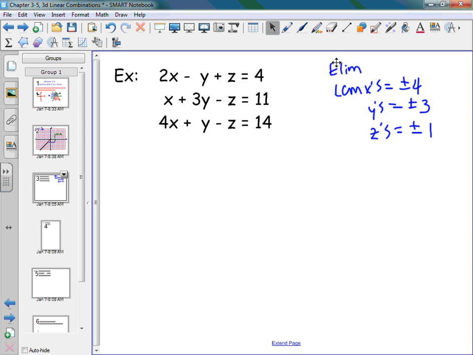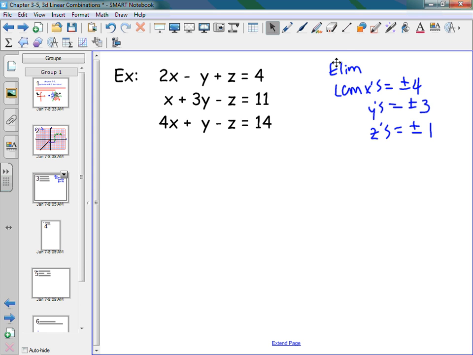So now, we need to look at our equations and figure out, do we want to eliminate x, y, or z? Well, I have 2, 1, and 4 for my x's. That's not bad, because I can choose equations 1 and 3, which have coefficients of 2 and 4 on them, and eliminate the x with plus or minus 4. Or I could use equations 1 and 2 and eliminate the 2's, right? Plus or minus 2's, eliminate the x's. The x's are not bad.